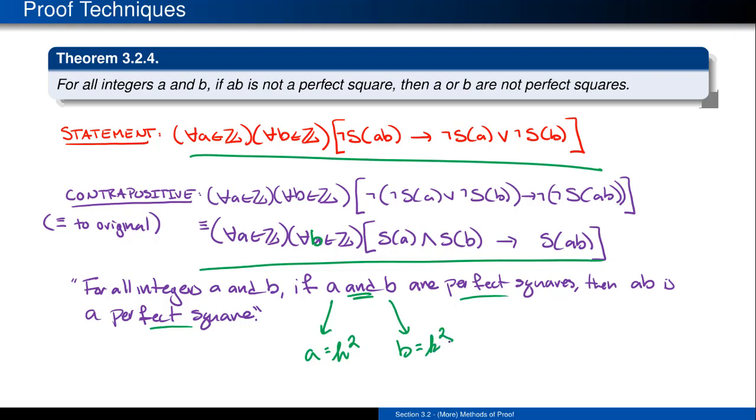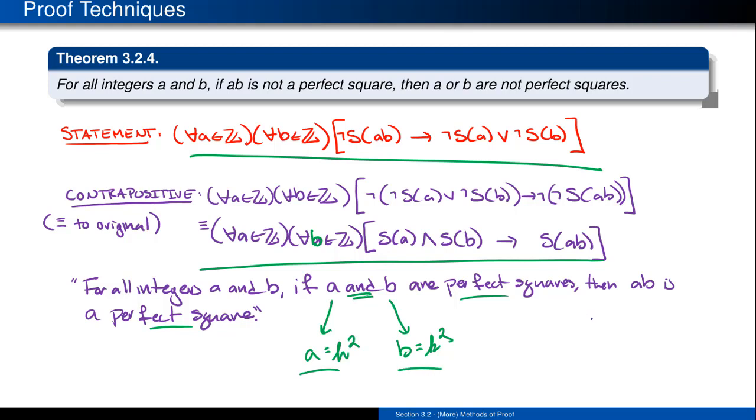The kicker here is that they actually should be different letters. I don't want to say a is going to equal k squared and b is going to equal k squared, because I could actually be talking about multiplying two different perfect squares. The idea is that I could be multiplying 4 and 16. Those are two different perfect squares, one of which is coming from 2, one of which is coming from 4. So I do want those properly to be different.